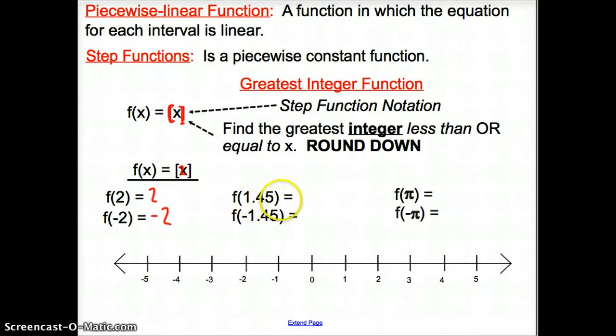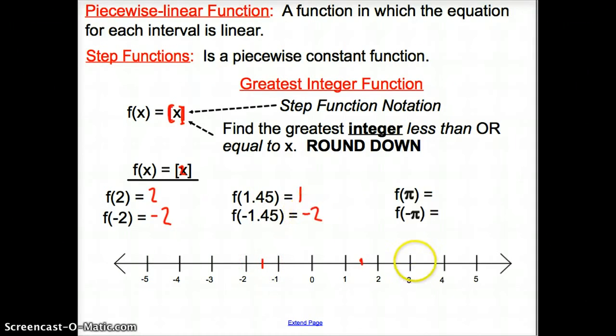Now, if we went to 1.45, or 1 and 45 hundredths, we would go back to the greatest integer less than or equal to, or we would just round down to 1. But we have to be careful with negative 1.5, because we're coming from the left. What's the greatest integer less than it? If we round down, it would be negative 2.